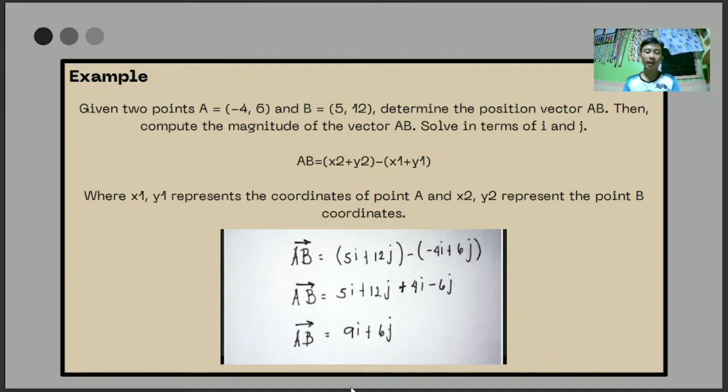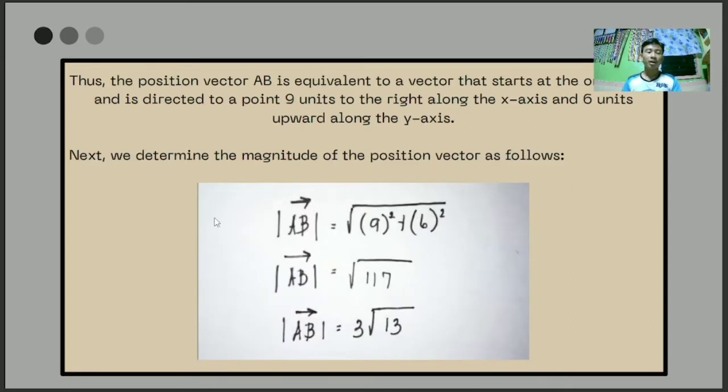So that's why it is 9 units to the right and then 6 units upward. So now let's determine the magnitude of the position vector.